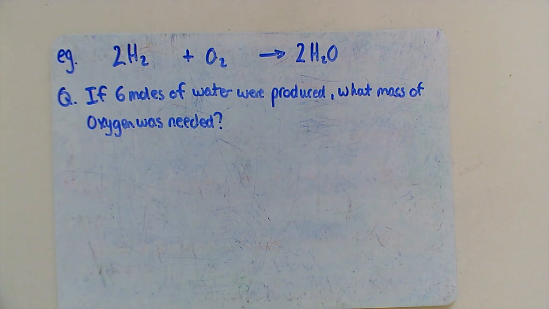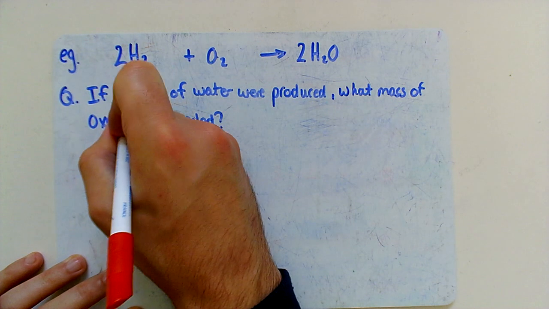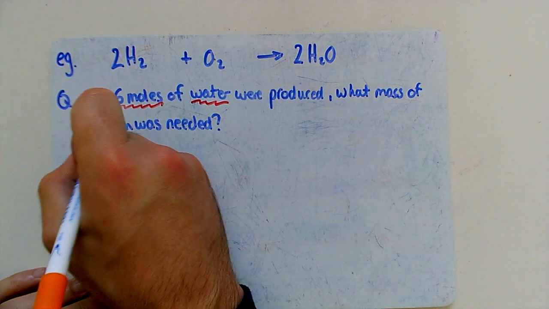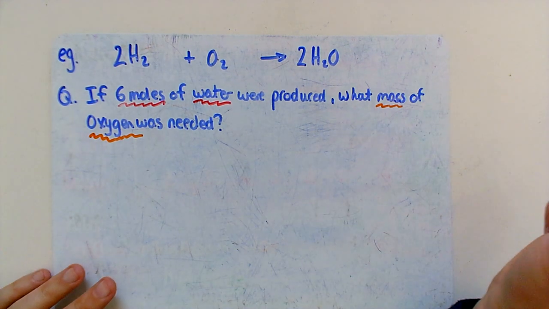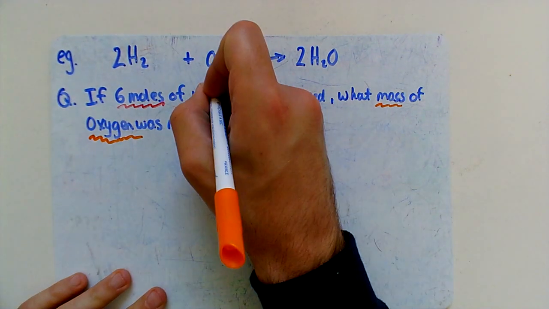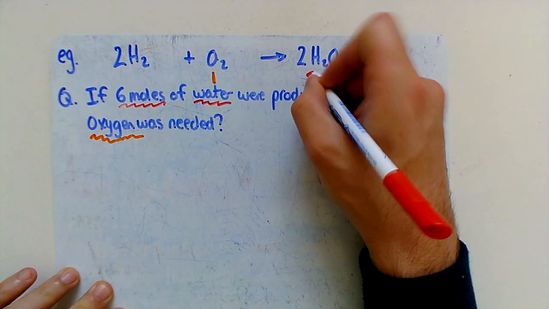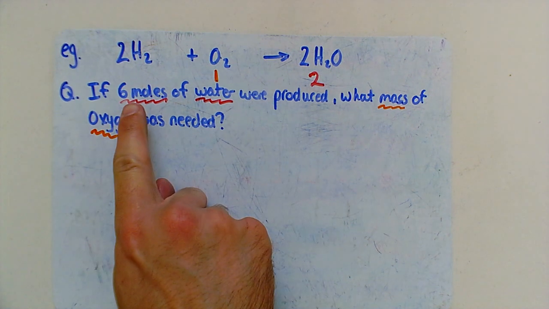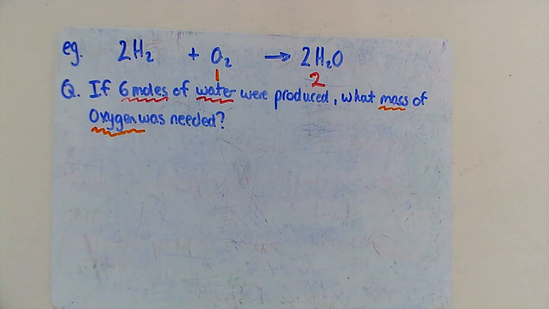So we're going to start out doing our molar ratio again. But we need to remember we're dealing with water and we are dealing with oxygen. And oxygen, we're wanting mass. So we don't need to talk about hydrogen at all. We just need to know that oxygen is 1 and water is 2. Now this time we're starting out, the information we've been given is the number of moles, and we are needing to turn that into a mass.